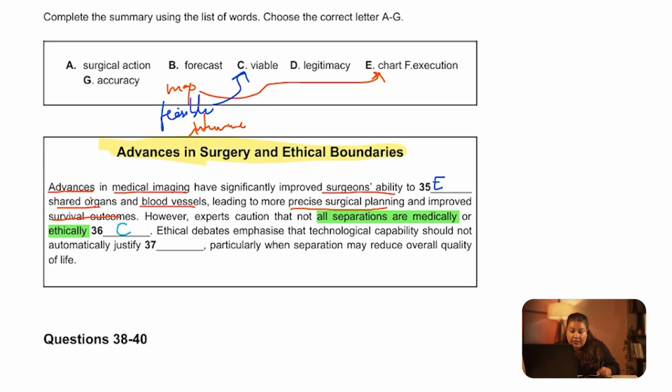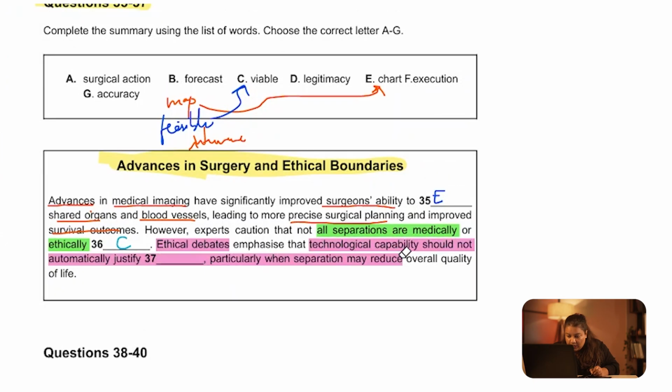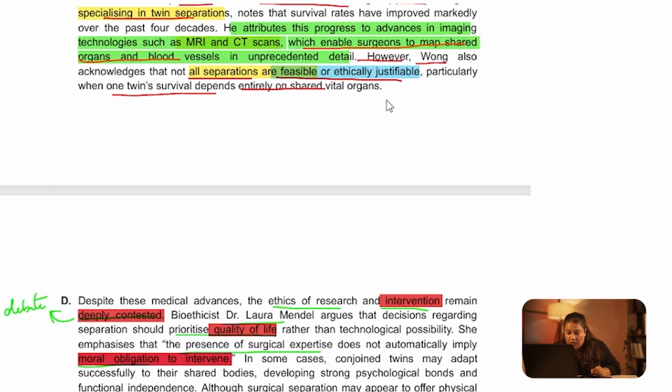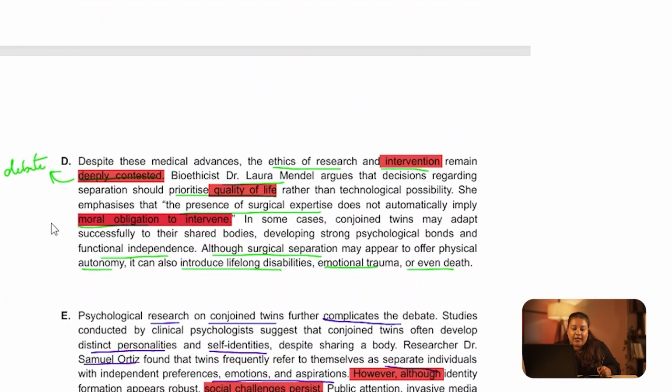So let's underline the keywords carefully. Ethical debates, technological capability, automatically justified, particularly when separation may reduce quality of life. So we are looking at keywords such as technological capability, automatically justify what, ethical debates. So we did stop here. So let's start skimming and scanning from the next paragraph.